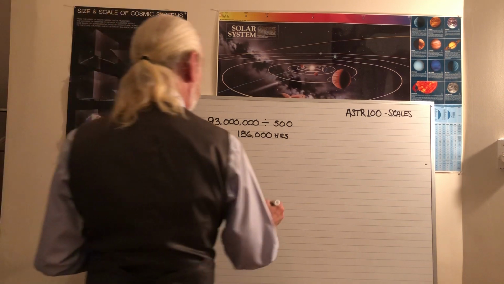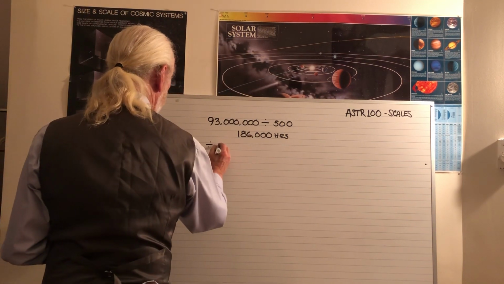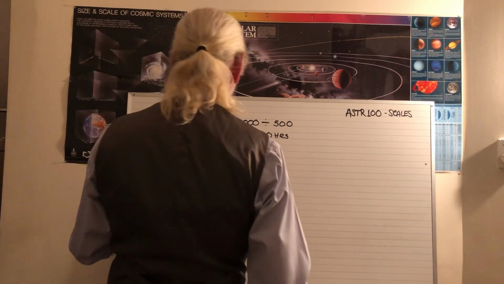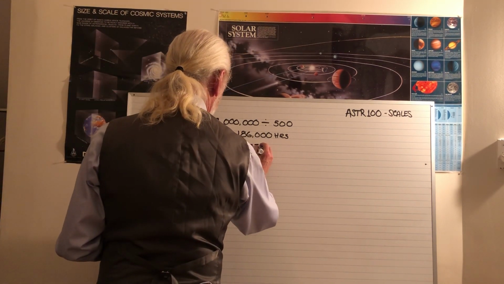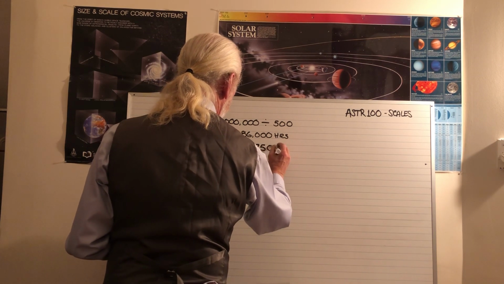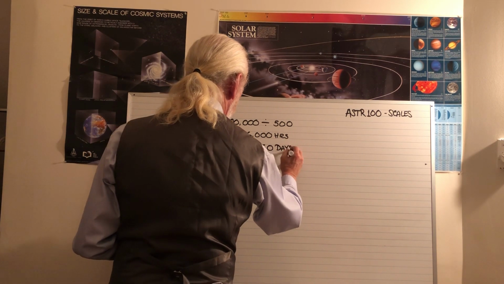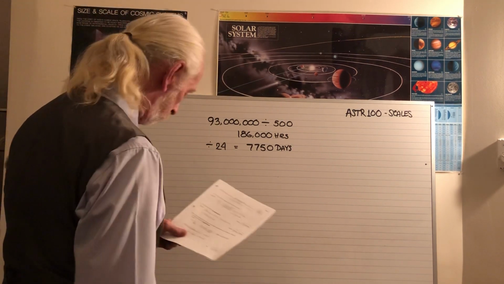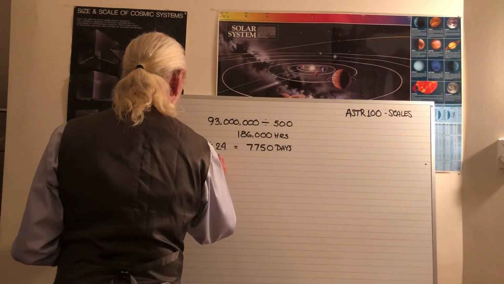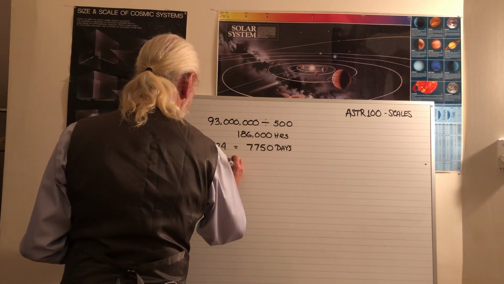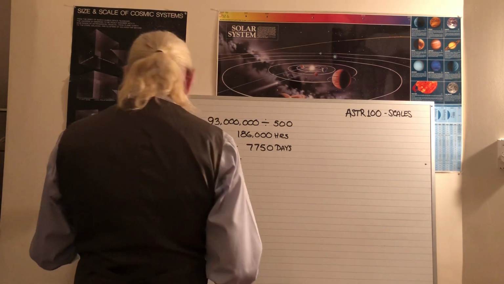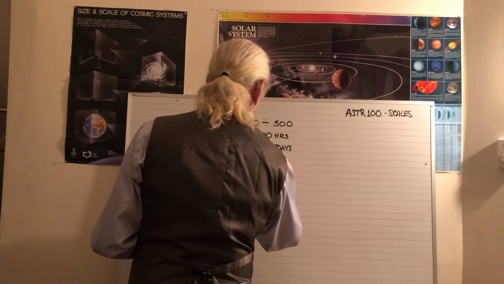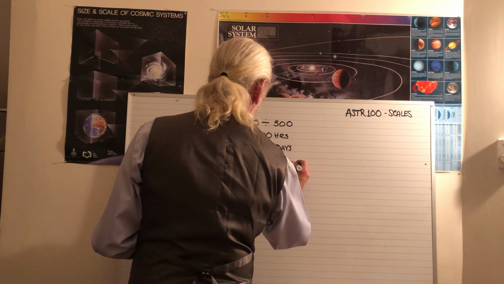So I'll divide that by 24. And that means I'm talking about 7,750 days. Still kind of meaningless. So I'll divide that by 365. That gets me 21.233 years.